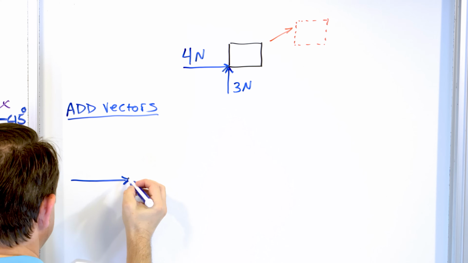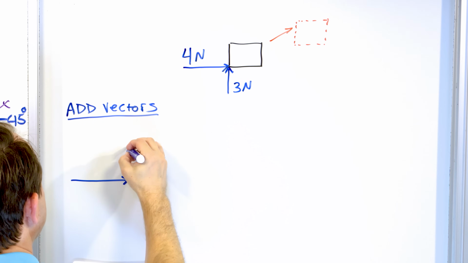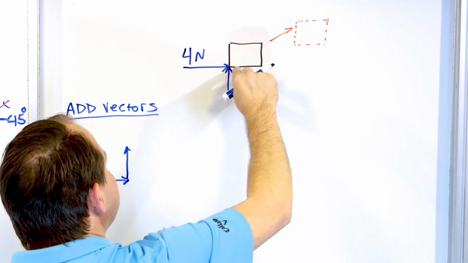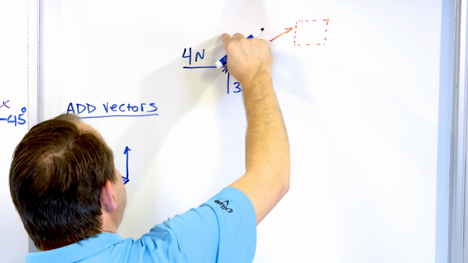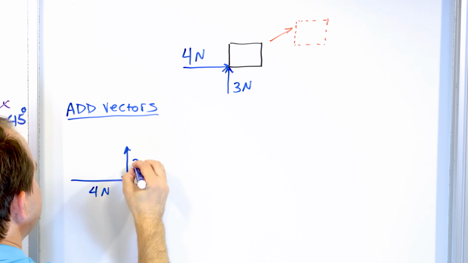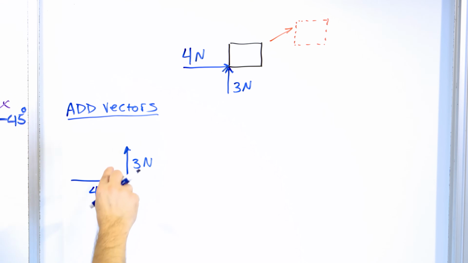So we put the 4 newton vector like this, and the other vector, we can take this 3 newton vector and move it around anywhere we want as long as it keeps its orientation, and we put the tail of it connected to the head of this one. So this was 4 newtons, and this is 3 newtons. This is how we add vectors. We can slide them around. We just put them head to tail.